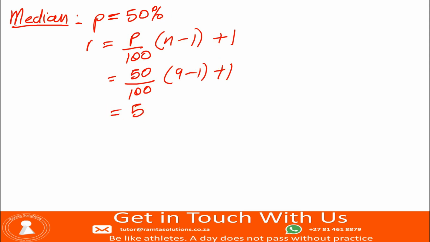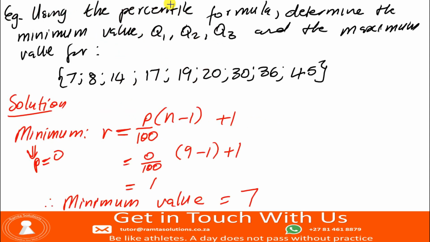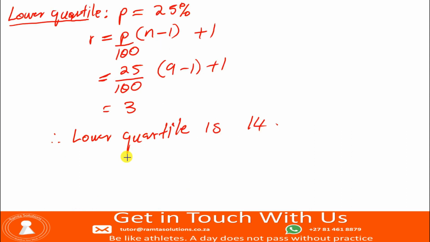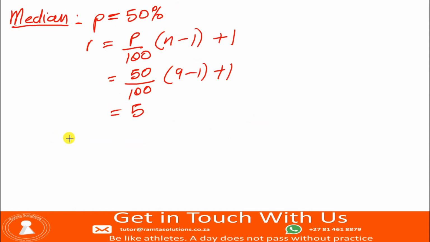So we're going to look for the fifth value in our data set. The third was 14, so the fifth is 19. Therefore, the median is 19.